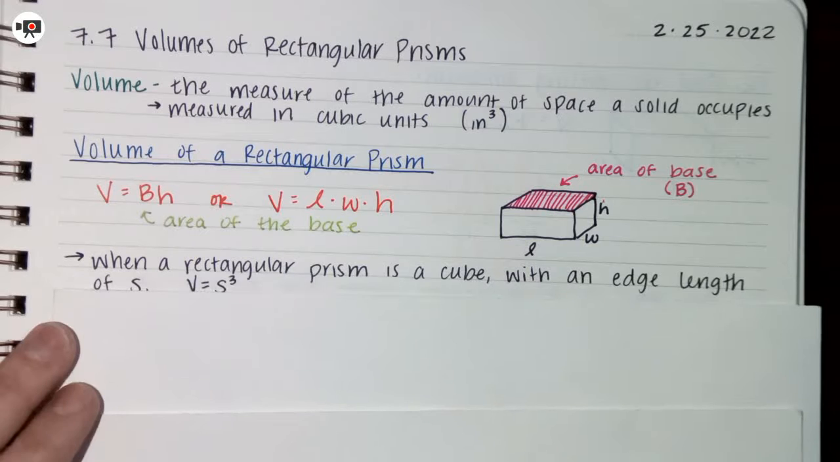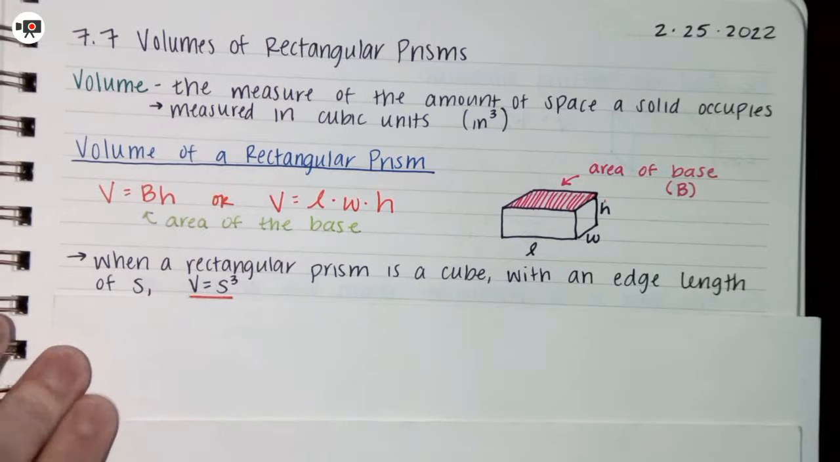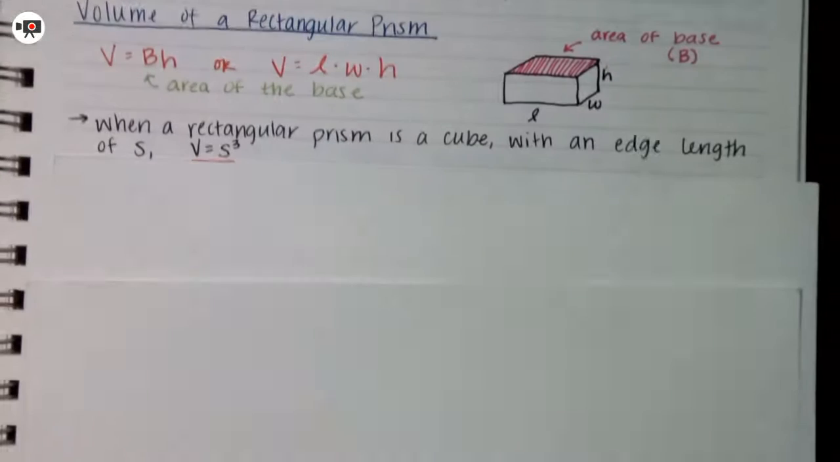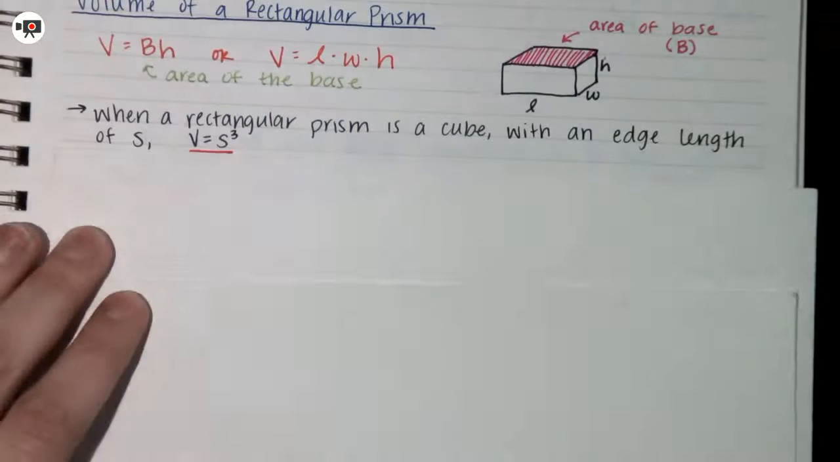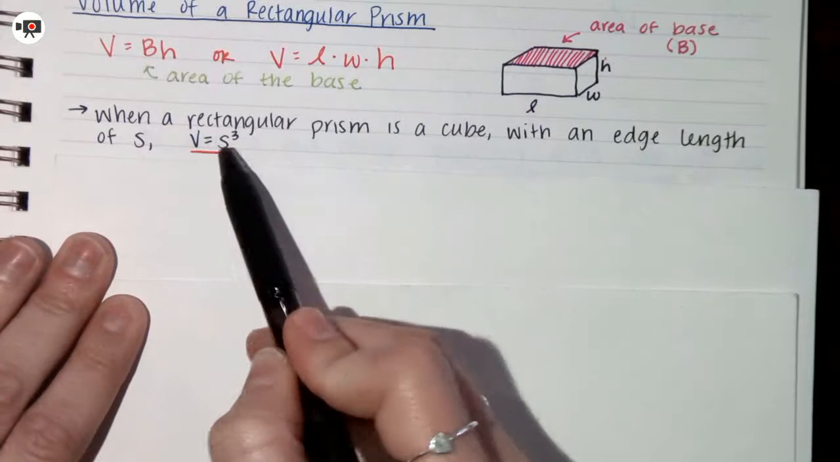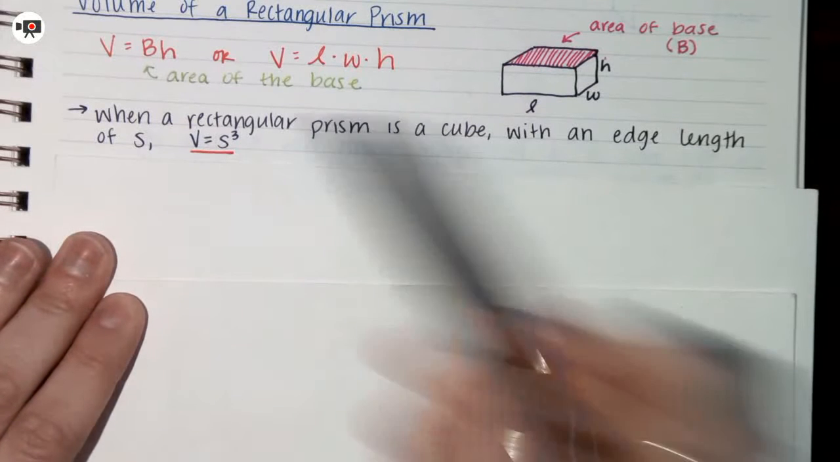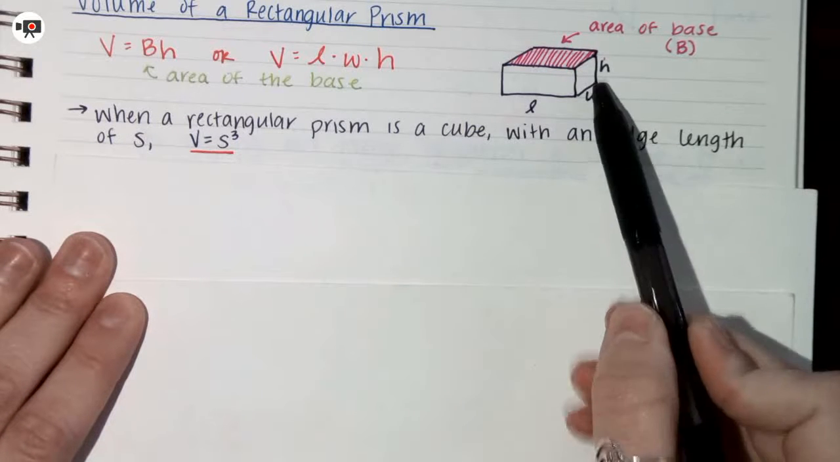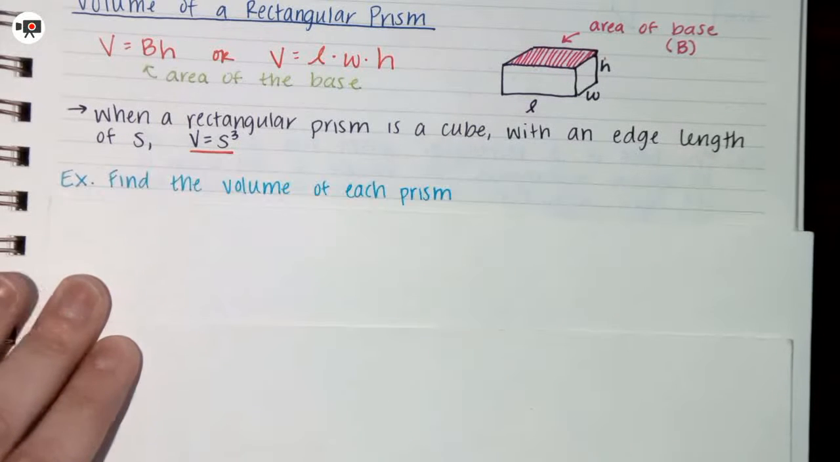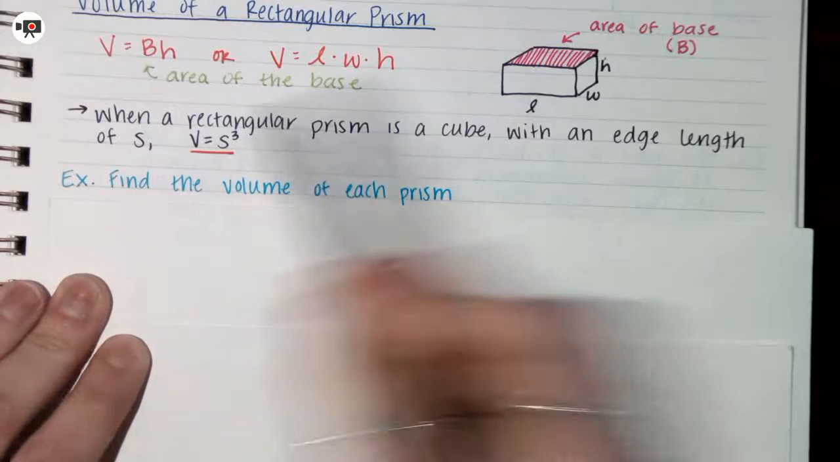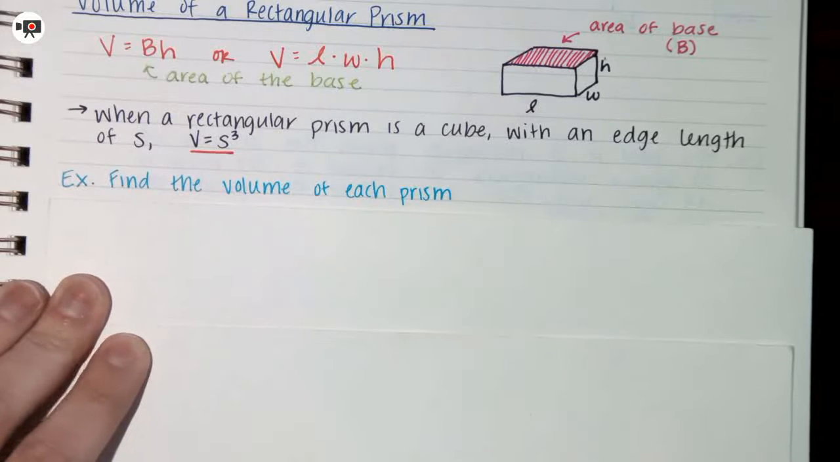When a rectangular prism is a cube, and we know a cube has all sides the same length, we can use volume equals S cubed, because that would be S times S times S. So that's a little shortcut. It's still the same process, just a different way to write it.